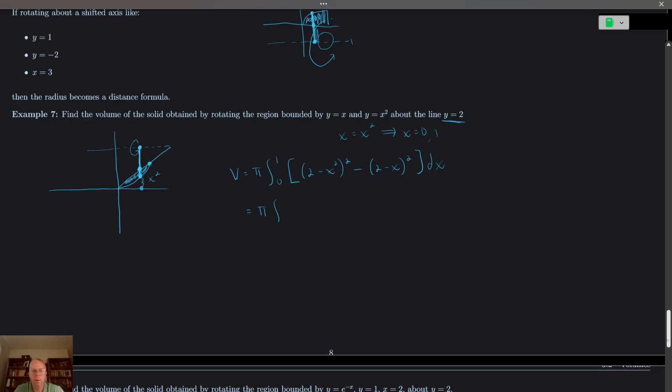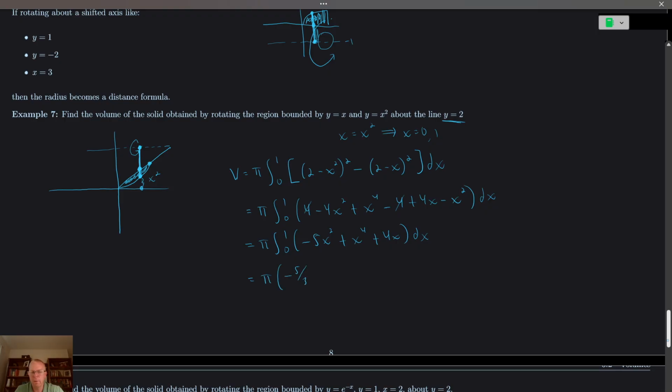All right, so let's multiply all this out. 4 minus 4x squared plus x to the fourth minus 4 plus 4x minus x squared. So I went ahead and distributed the negative just to save a little bit. Combine like terms if you can. Let's see, that's gone. And then negative 4x squared minus x squared. So we got negative 5x squared plus x to the fourth plus 4x.